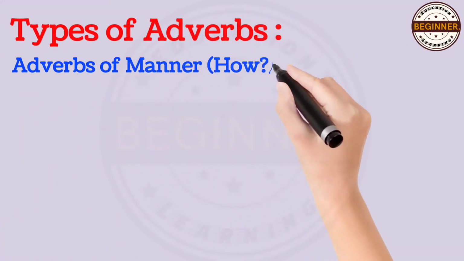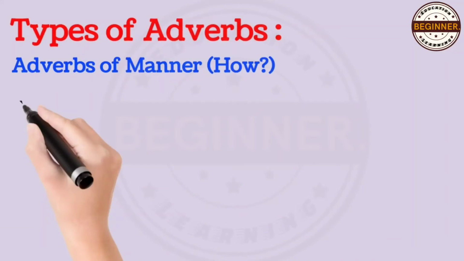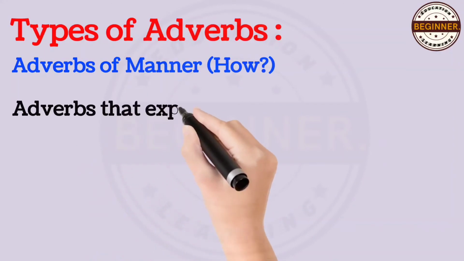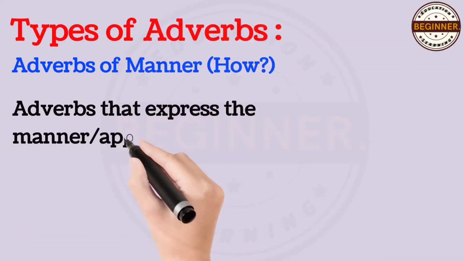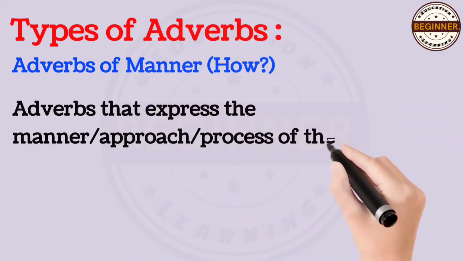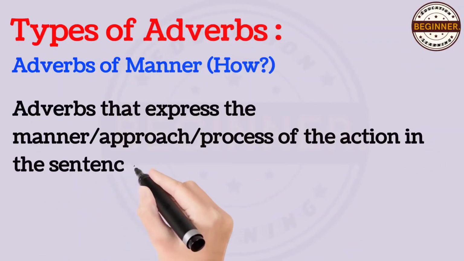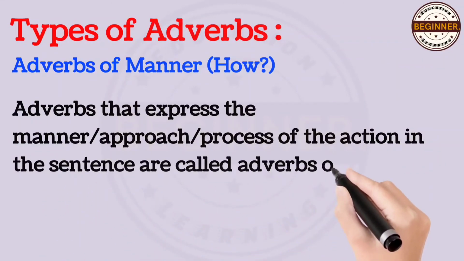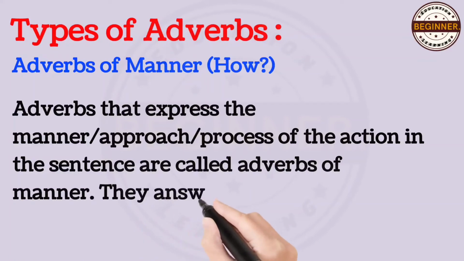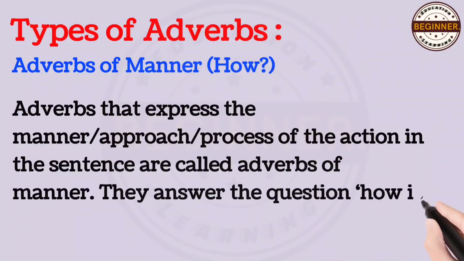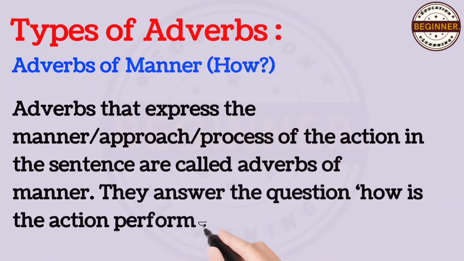What is adverb of manner? Adverb of manner, the question how. Adverbs that express the manner, approach, process of the action in the sentence are called adverbs of manner. They answer the question how is the action performed. For example, beautifully, equally, thankfully, carefully.